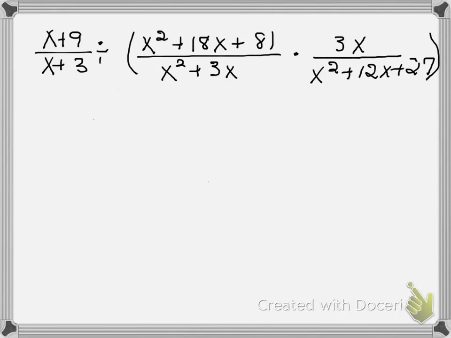Let's look at simplifying this rational expression. We have (x + 9) divided by (x + 3), divided by, and then the quantity has a product in it. So let's deal with what's in the parentheses first. Let's simplify it first. So we'll just copy the first rational expression and the operator, division.